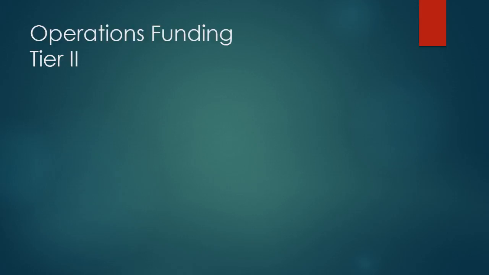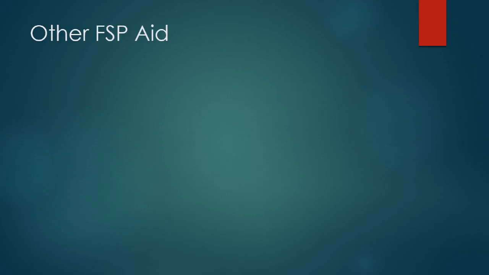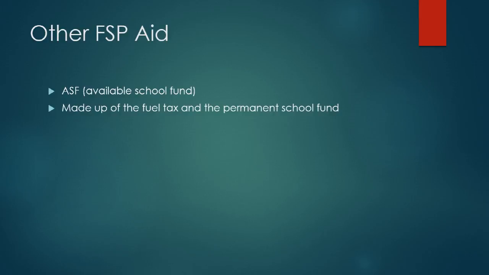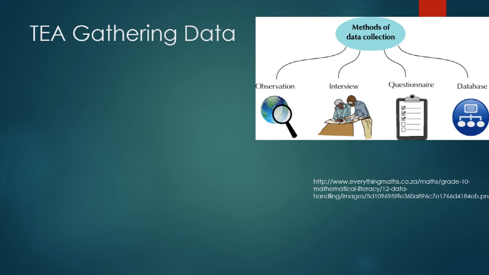Operations funding for Tier 2 is a guaranteed funding to help with the funding of Tier 1 and make sure that the district gets a set amount of state and local funds per student in weighted average daily attendance, also known as WADA, for each cent of taxes received. Other FSP aid is known as ASF, Available School Fund, and it's made up of the fuel tax and the permanent school fund. It's determined by the previous year's average daily attendance, staff expenditures, additional aid for staff pay raises.